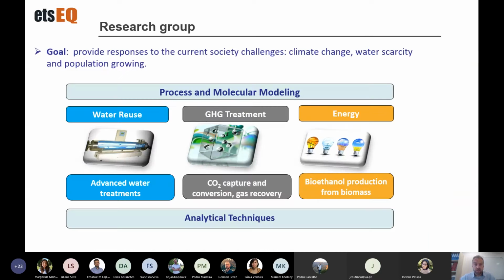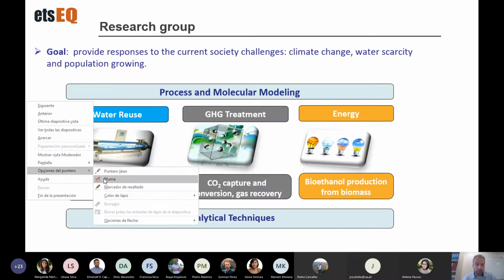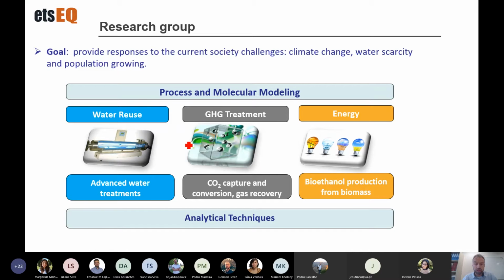What is the goal of the research group? The goal is to provide responses to the current society challenges. We focus on three main aspects, which are related to climate change, water scarcity, and population growth. In fact, we apply our work to three main sources, which are water reuse, greenhouse gas treatment, and energy.